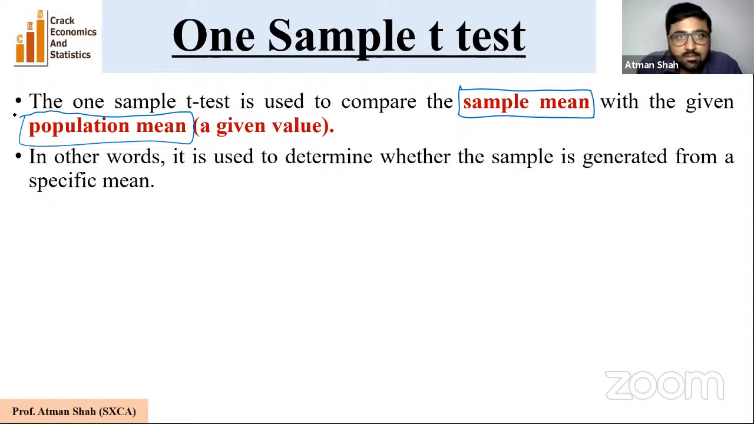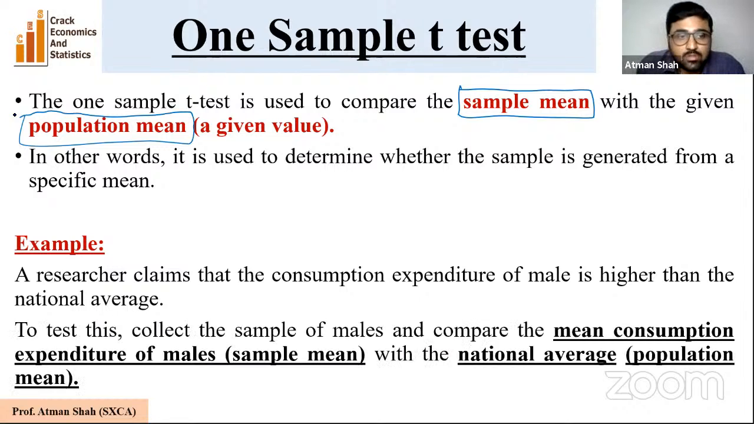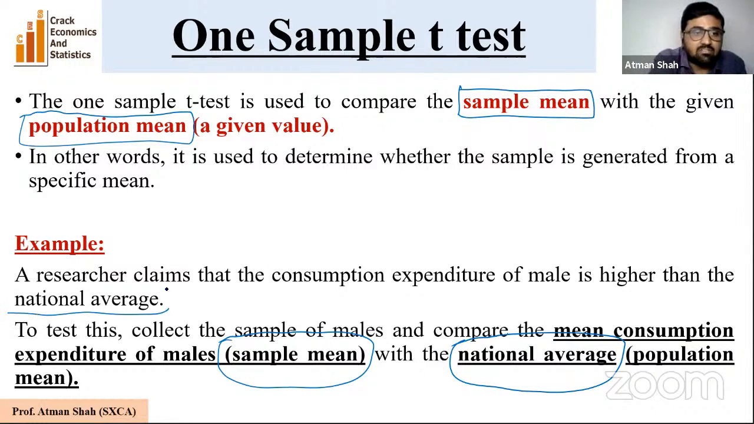Let's take an example to understand the usefulness of one sample t-test. Suppose a researcher claims that the consumption expenditure of male is higher than the national average. Now we want to test whether this statement is true or not. So to test this, we can collect the sample of males and compare the mean consumption expenditure of males, that is sample mean, with the national average, which is a given population mean. You can see here the national average is given. Therefore, we can use one sample t-test. So we use one sample t-test when we want to compare the sample mean with a given population mean.